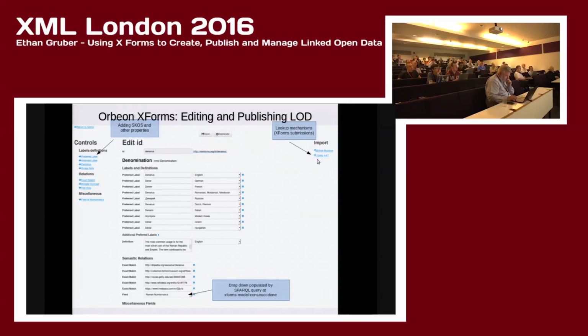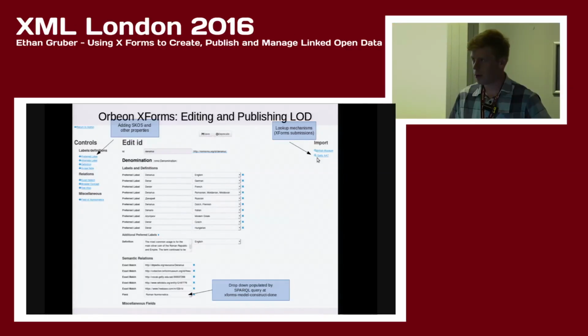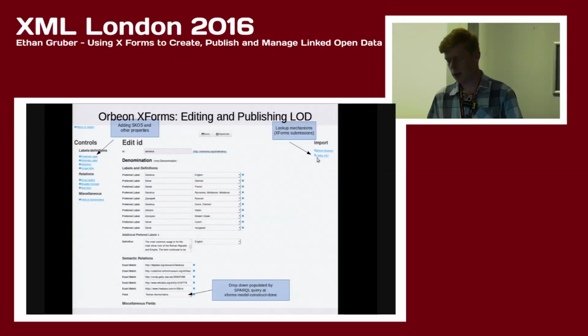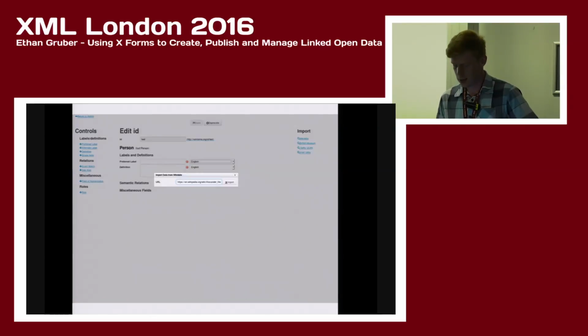On the right side, we have lookup mechanisms that hook into REST interfaces for various other services, like the Getty Museum publishes a SPARQL endpoint, which we use for lookup mechanisms. And also Wikidata is fundamental to this as well. So suppose I'm creating a new concept and I'm really lazy and I want to pull as much data in from other sources as possible.